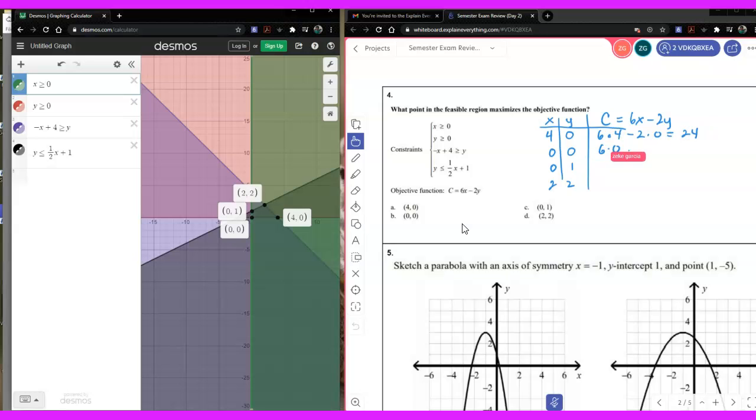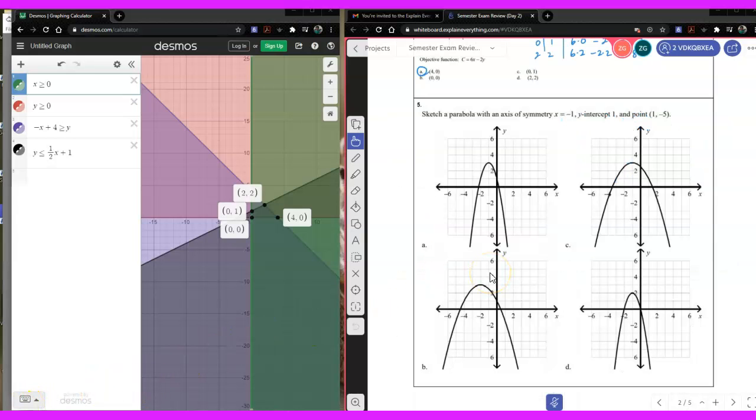6 times 0 minus 2 times 0, that gives you 0. 6 times 0 minus 2 times 1 gives you negative 2. 6 times 2 minus 2 times 2, that's 12 minus 4, which gives you 8. So the only point that maximizes this region is A. So your answer is A.